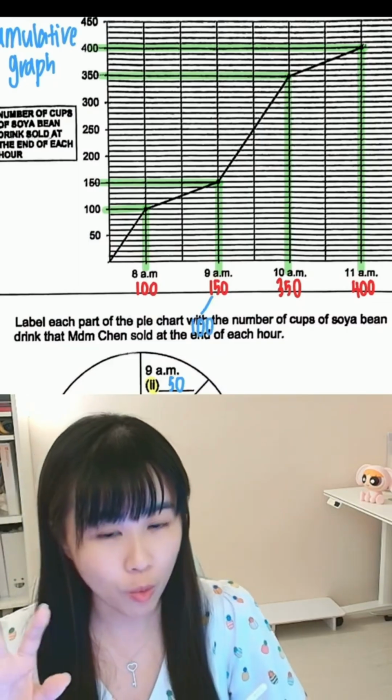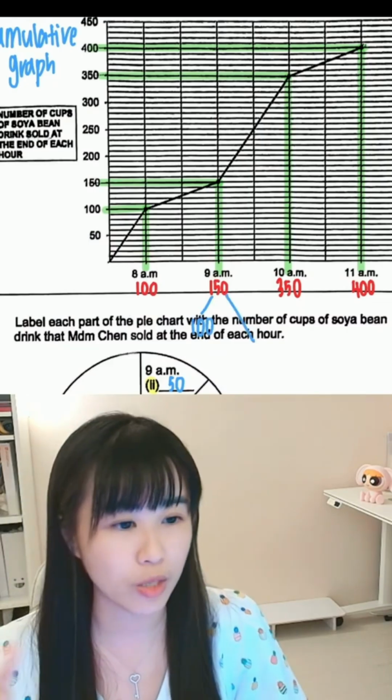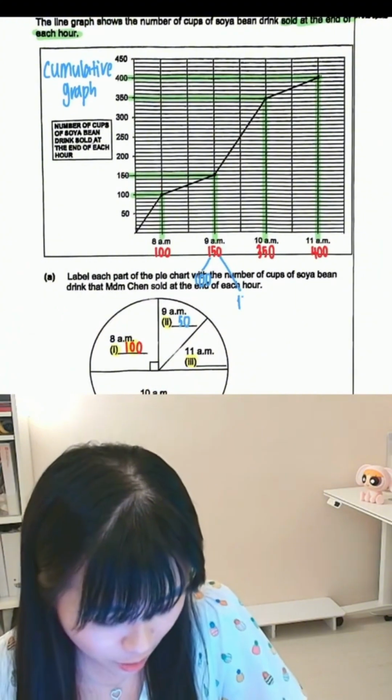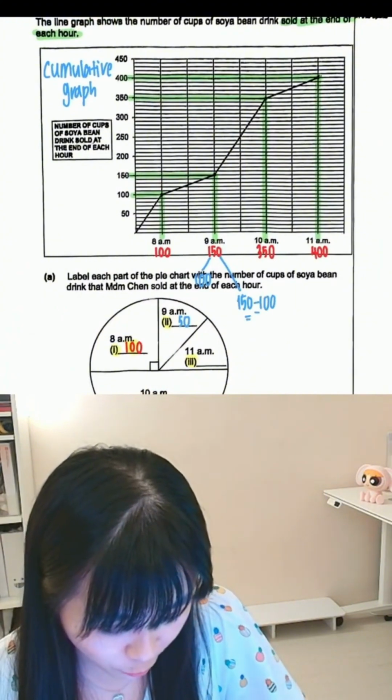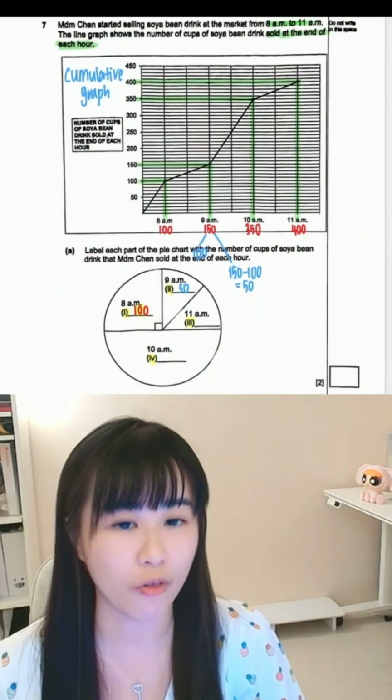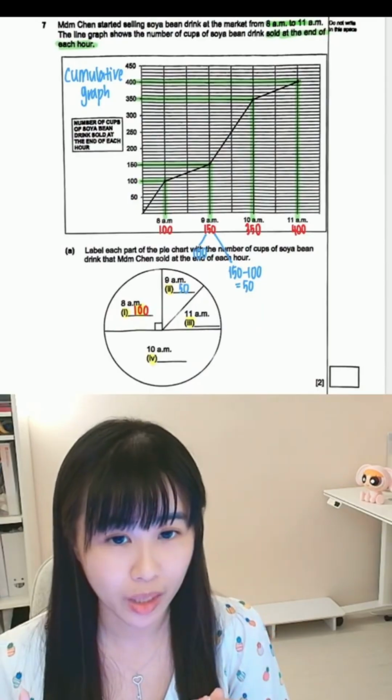You get what I mean? So you already sold 100 at 8 a.m., right? So at 9 a.m., how much did you sell? You must take 150 minus 100, which will give you 50. So those of you who told me 50 are correct, because it's a cumulative graph.